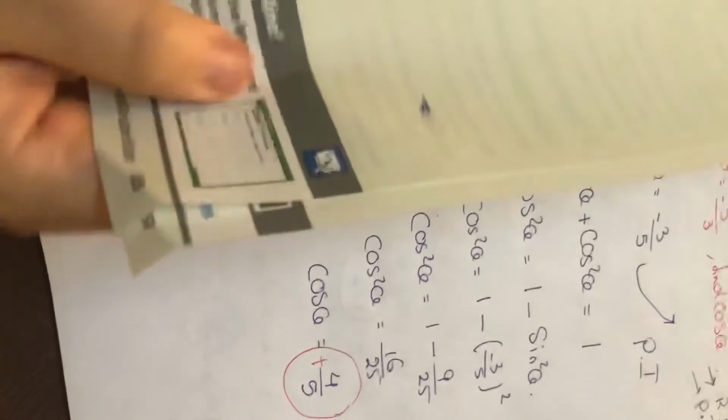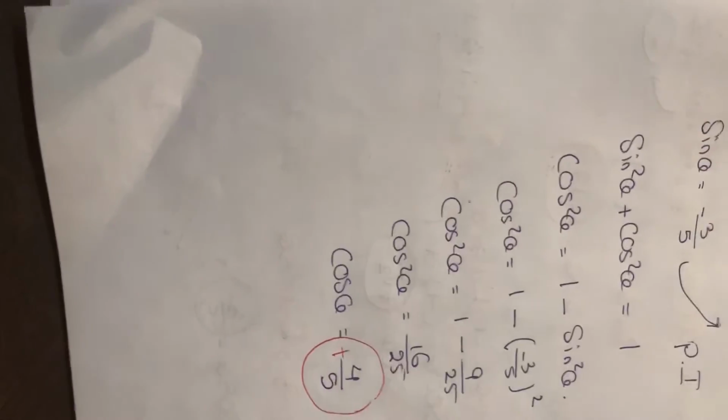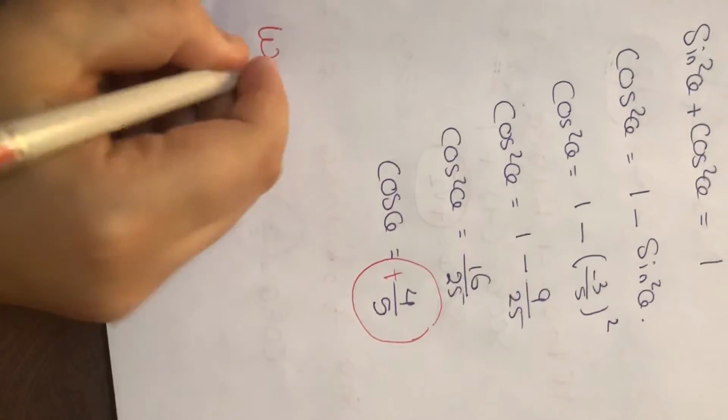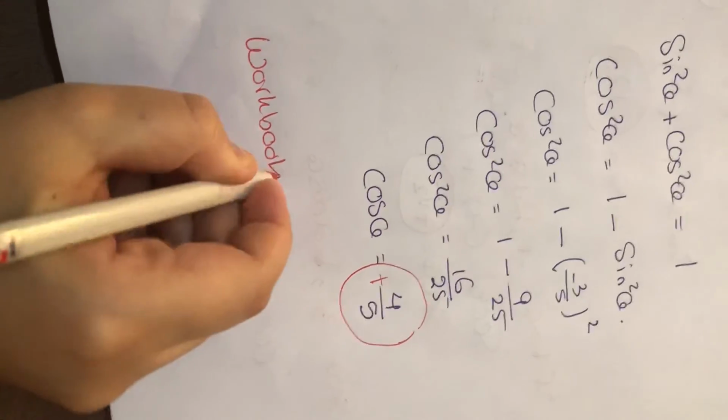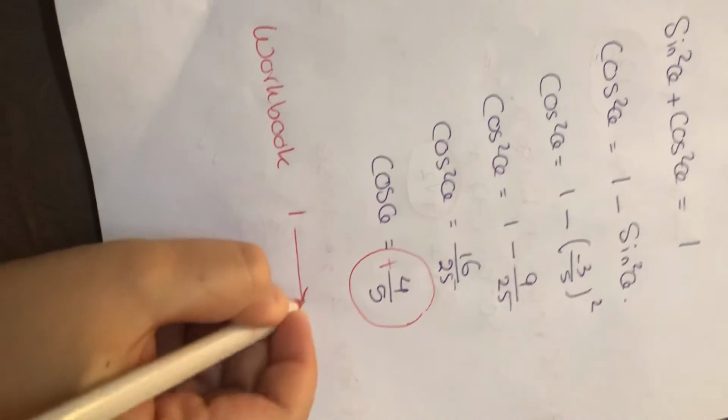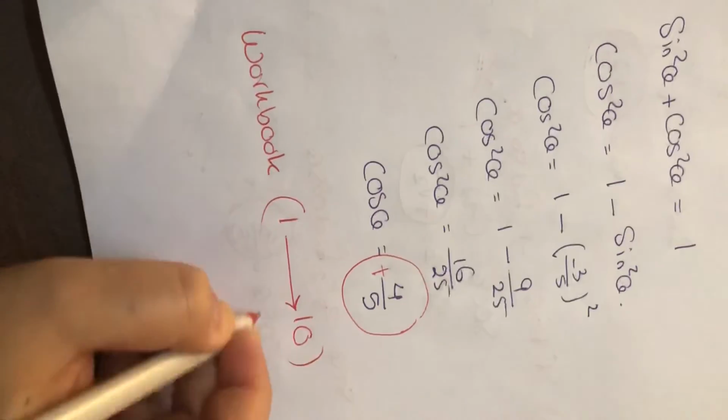Regarding the homework, you will solve in your workbook the questions from 1 to 10 only. No evaluating, not simplifying. Workbook 1, take your time. 1 to 10, take your time and solve.